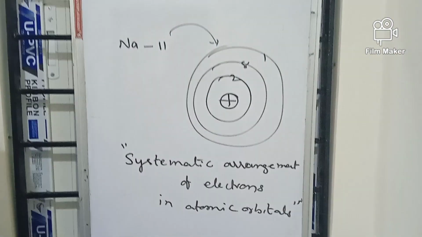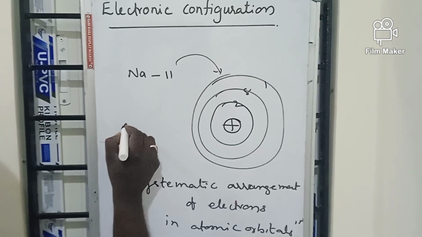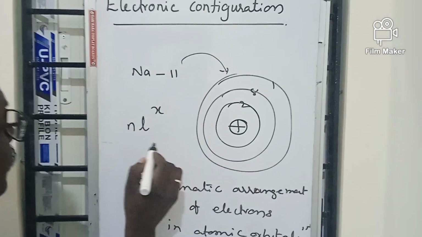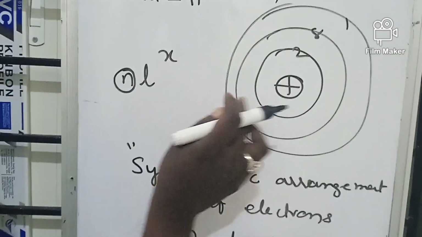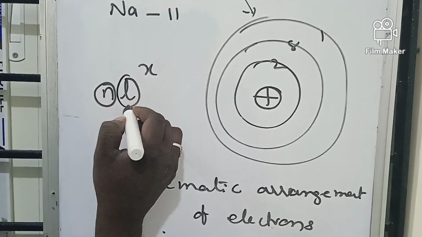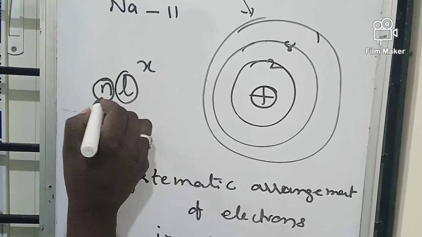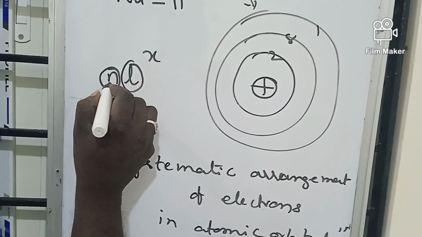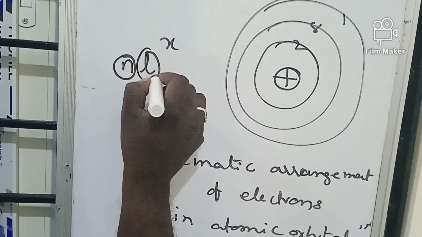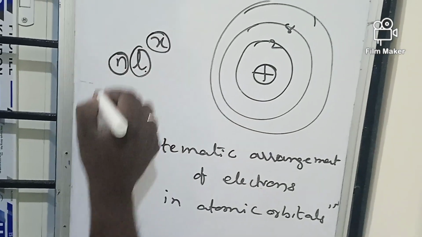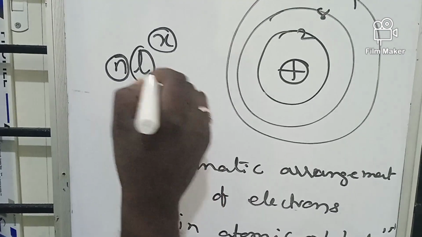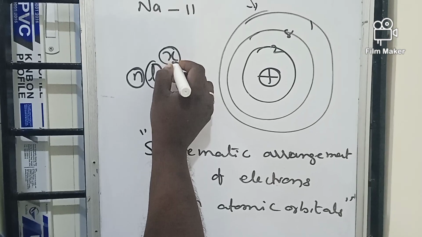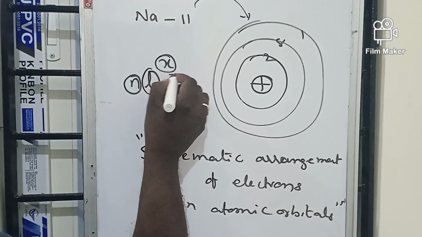For writing this electronic configuration, there is one method called nlx method. N is the shell number, orbit number. This is the principal quantum number. L is the angular momentum quantum number. Means this is the shell number, in which shell the electron is there, in which orbital the electron is there, and this x is the number of electrons. For example, third electron in that orbital, fourth electron in that orbital. So about that we are going to discuss.